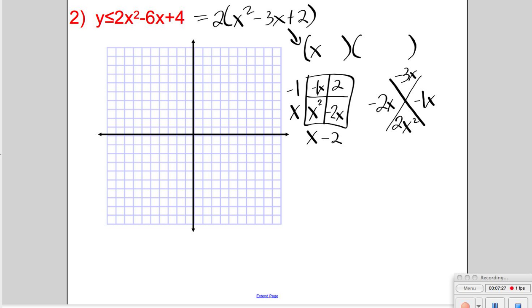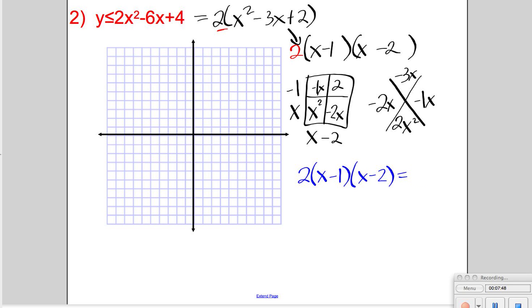Filling in the outside. I know I'm going fast here, but I'm assuming many of you are good at this, so feel free to pause the video to catch up and then check your work. So I have a new factored form, which is 2 times, don't forget this 2, times x minus 1 times x minus 2. Remember, the reason I factor is to find my zeros real quick.